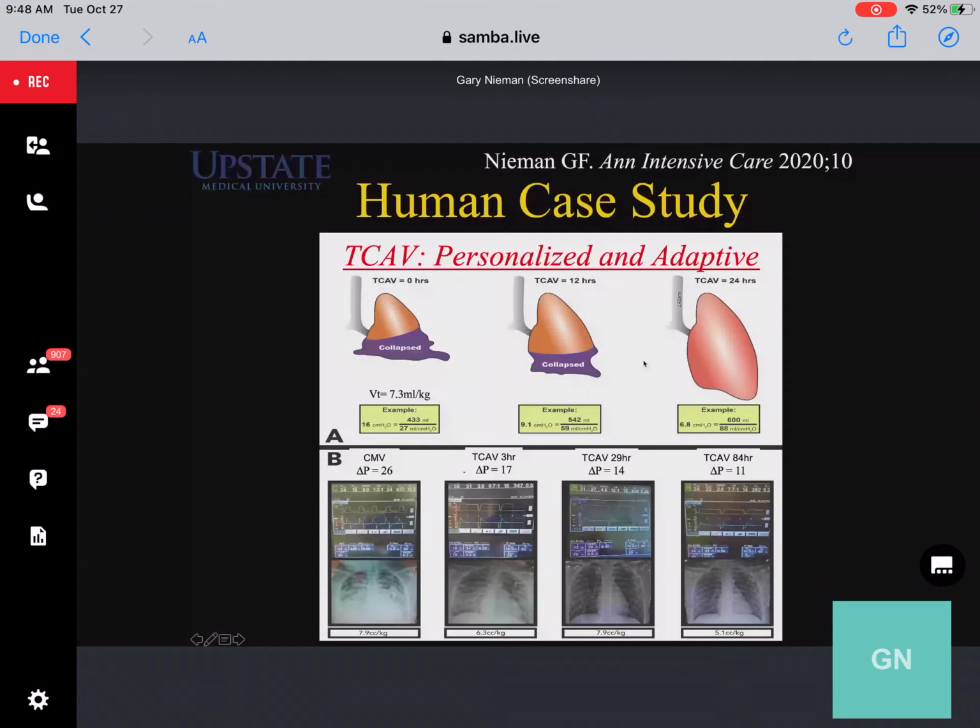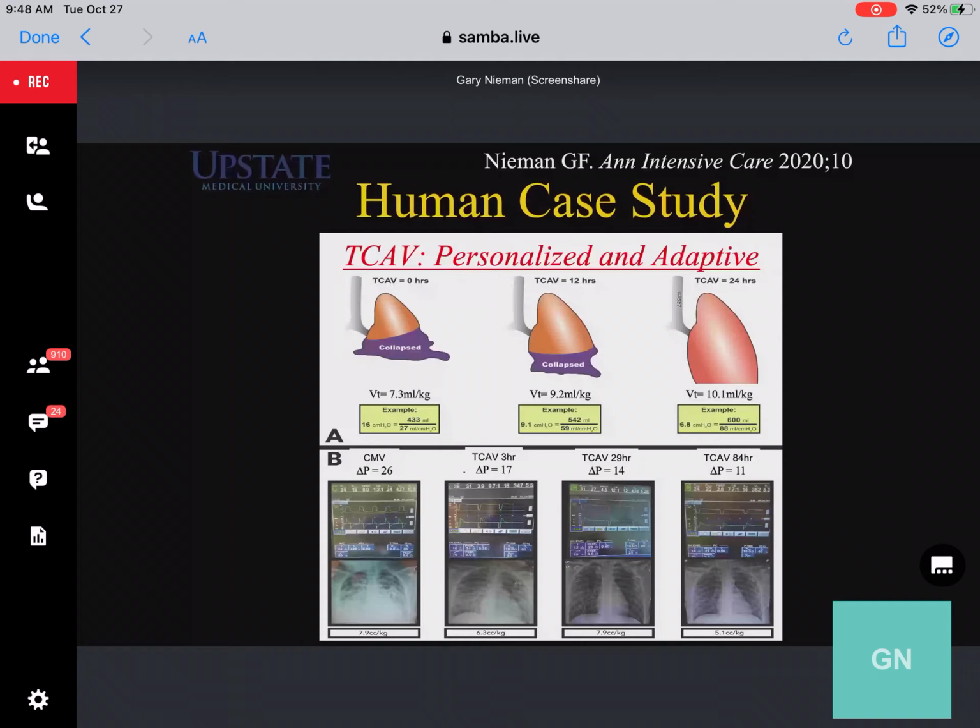So notice that when the lung is collapsed, the TCAV method is going to give you a low tidal volume. It's just CPAP. There are no ventilatory signals in there, so it's just CPAP. So if you have a stiff collapsed lung, TCAV is going to give you a low tidal volume breath. However, as the lung opens up, the tidal volume increases to 9.2, and it's fully open at 10.1.